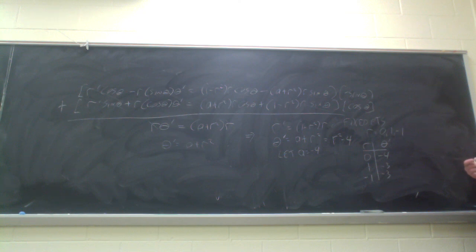It's a constant times t, since theta is a function of t. So theta is like minus 4t plus some arbitrary constant, depending on initial conditions. Either way, theta is a linear function of t, but that means theta is going to go on forever. You're going to keep going around the circle.